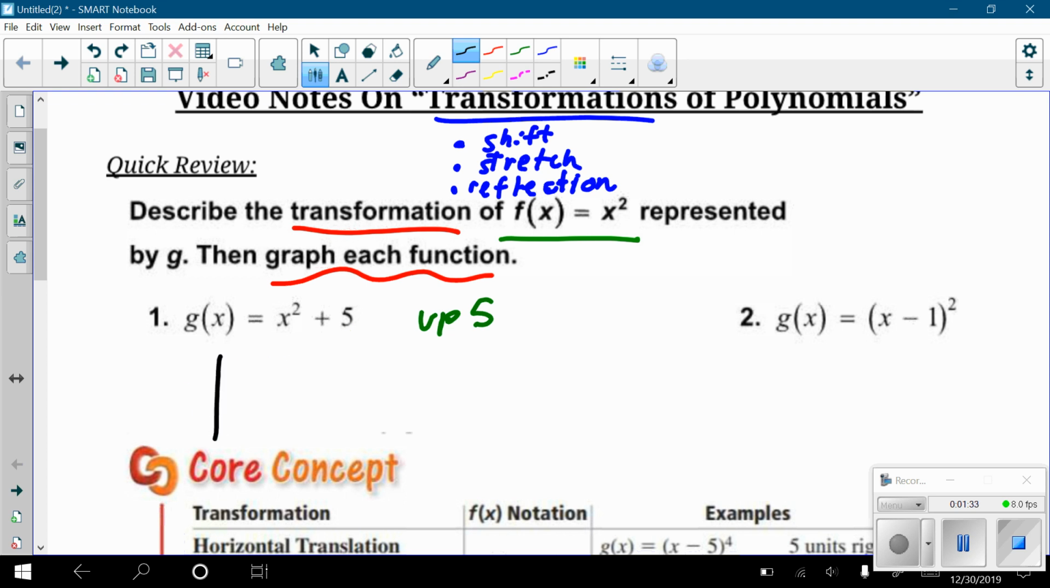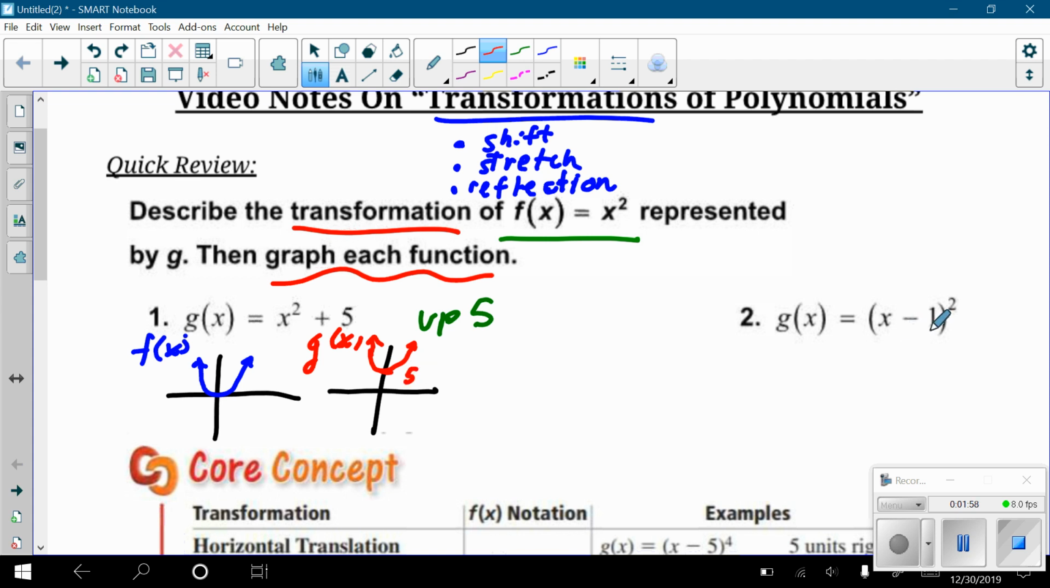We were going to sketch these two. f of x is just y equals x squared. Well, that just looks like that. And then we can do it on a different graph, same graph, whatever. g of x, excuse me, is the same as f of x, but moved up 5. So it looked like that. Okay, and that would be 5.